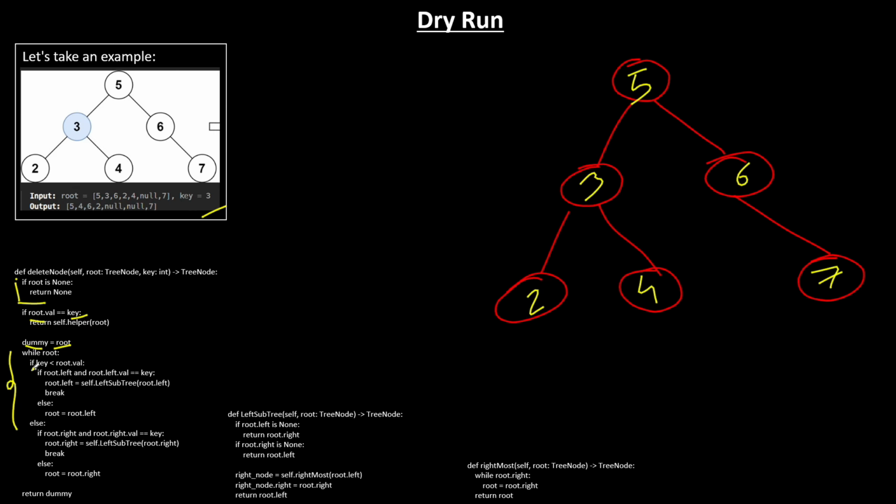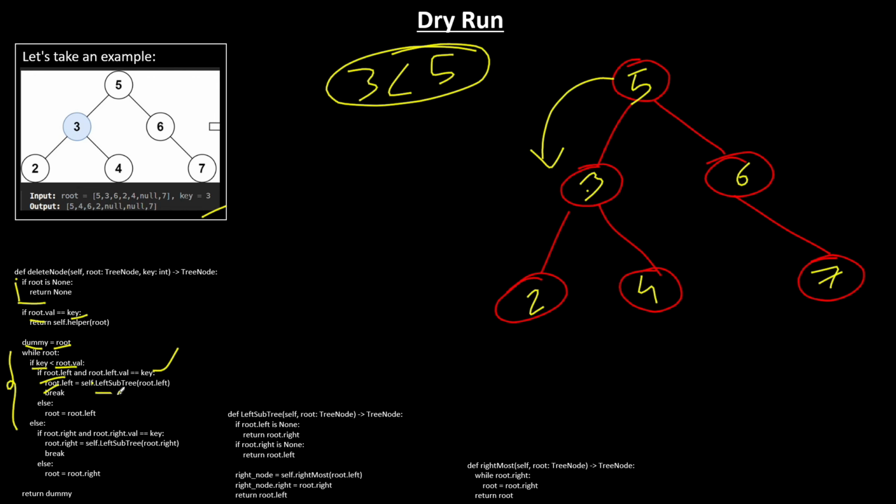what we do? If key is less than the root value, it's 3 and we have 5. And 3 of course is less than 5. So what we have to do? We have to come to the left. But before that, we check if root left exists and root left's value is equal to the key. So its value is 3 and it is equal to the key, right? So this is true. So what we do? We point root left here, and to the left subtree function, we pass root left, which is 3. So this is the left subtree function here, and we have passed 3.